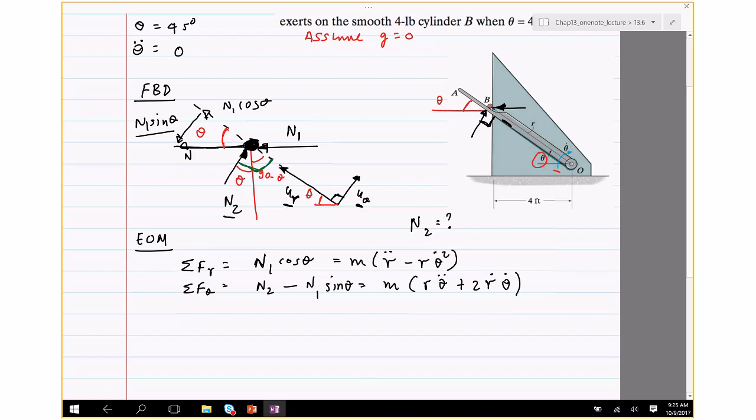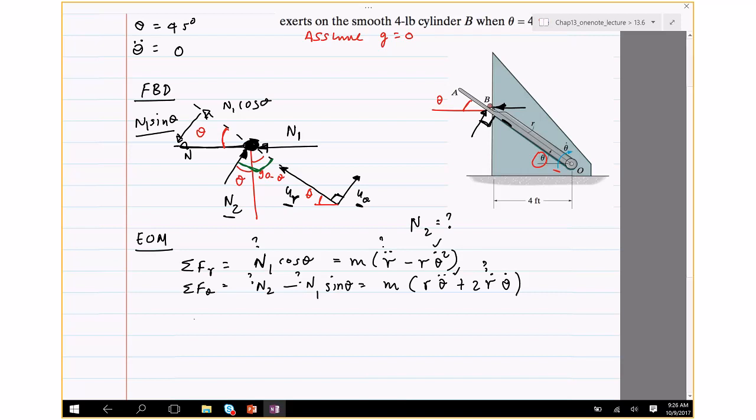Okay, so N1 is unknown, N2 is unknown. I know theta double dot. I don't quite know r double dot and r dot. So I need to find r double dot and r dot by using the geometry there. So can I find a relation between r and theta? Can I find the curve r equals f of theta? So this is the curve along which the ball will move. The ball moves in a vertical line, right?